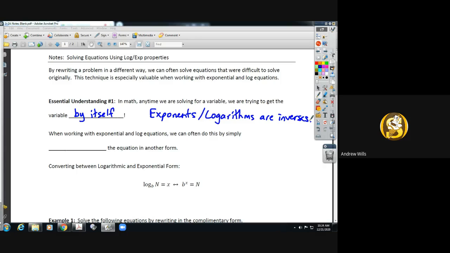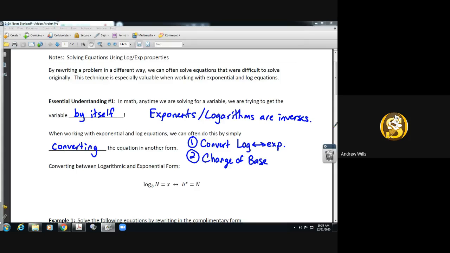So when we do this, a lot of the simpler problems, we do this just by converting the equation into a different form. There are two different ways we might need to convert. We might need to convert from a logarithm to an exponential, or vice versa. And then for logarithms, we also have the change of base formula. These are the two things that we are going to discuss in class today.